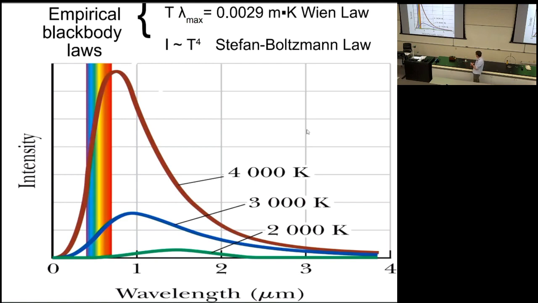We've just gone from 2,000 Kelvin to 4,000 Kelvin. We just doubled the temperature, but we dramatically changed the amount of energy that's radiated. The intensity goes as the fourth power of the temperature. So if you double the temperature, the intensity is going to go up by 2 times 2 times 2 times 2. That's the fourth power of the temperature. That's a factor of 16. So from green to brown, we double the temperature, we increase the intensity by a factor of 16.